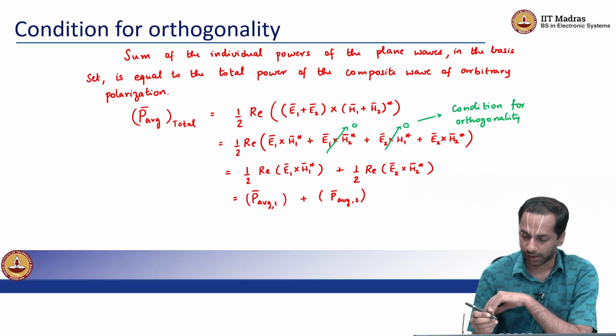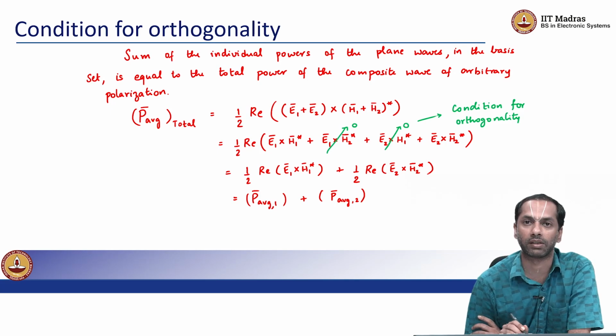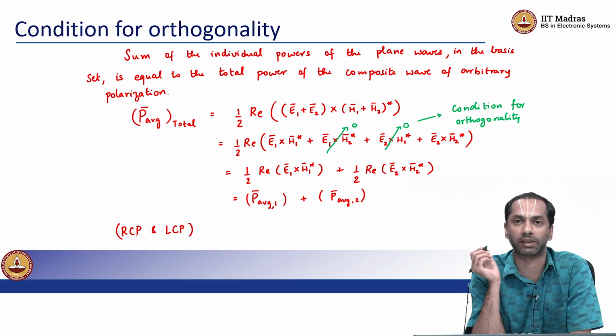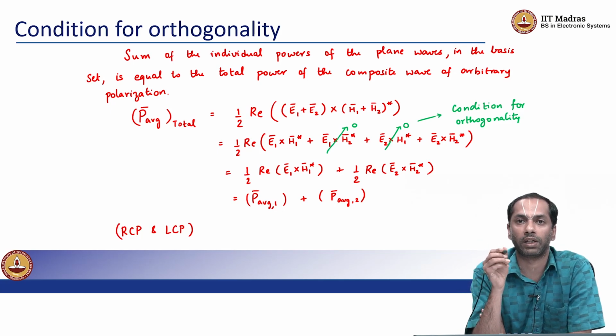So for example, I'll leave this as an exercise to the students who are watching this. You can show that the right circular polarization and the left circular polarization, right, form a basis set. So I can use one plane wave which has a right circular polarization and another plane wave with left circular polarization, and combine these two plane waves to get any polarization you want, right, by appropriately choosing the phase difference between these two basis plane waves. I can combine them to get you any arbitrary polarization, right.